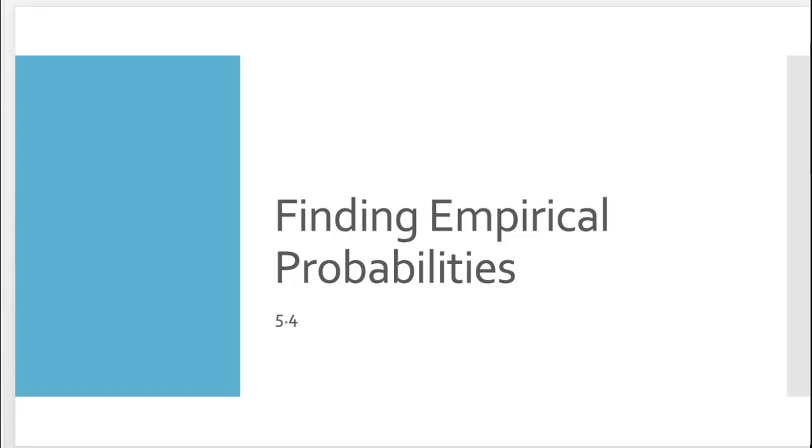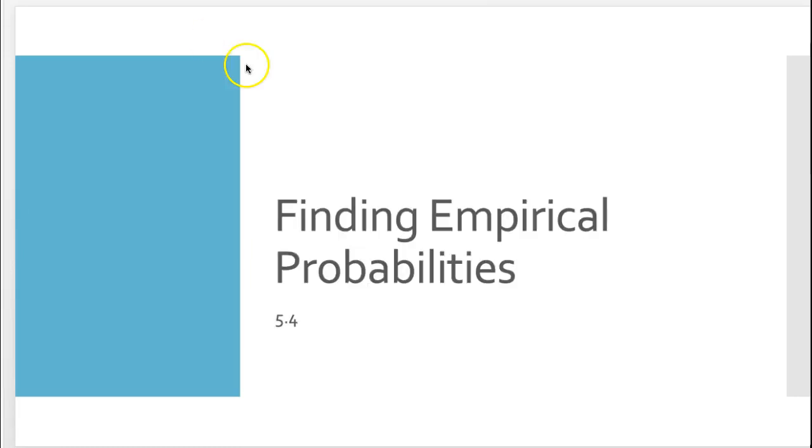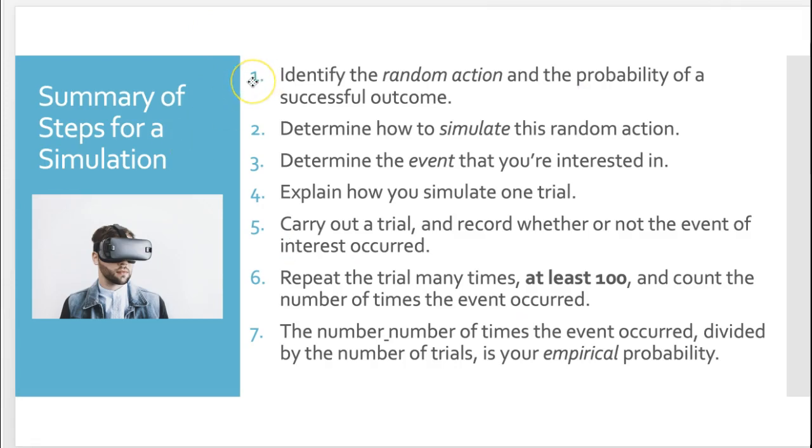So in the book, they're using a UCLA statistics applet bank, okay? But here, since we're using StatCrunch, I will show you how to do all of this in StatCrunch. But really quick, as far as simulation, if you want to simulate an experiment, just like how we simulated couples kissing the right way, the steps are like this: one, identify the random action and the probability of a successful outcome.